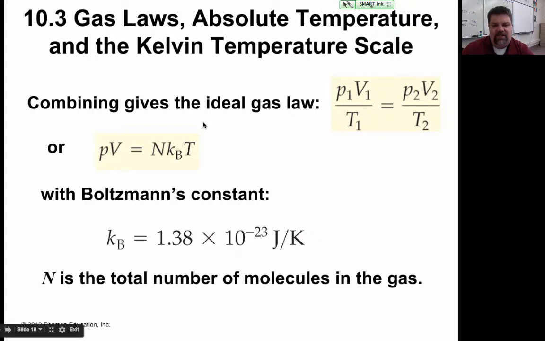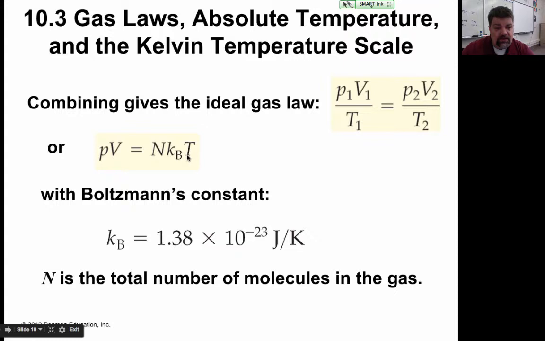Combining all that together, we get the ideal gas law, and your textbook says that if we put those things together, we'll get the ideal gas law. Basically, if you take the pressure and multiply it times the volume, there's a relationship between temperature, volume, and pressure. Capital N is the total number of molecules in a gas. K sub B is Boltzmann's constant, which is 1.38 times 10 to the negative 23 joules per Kelvin.